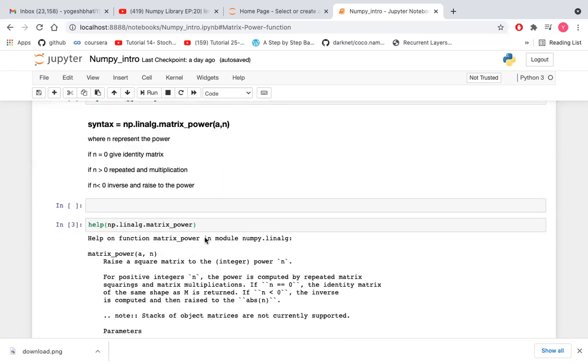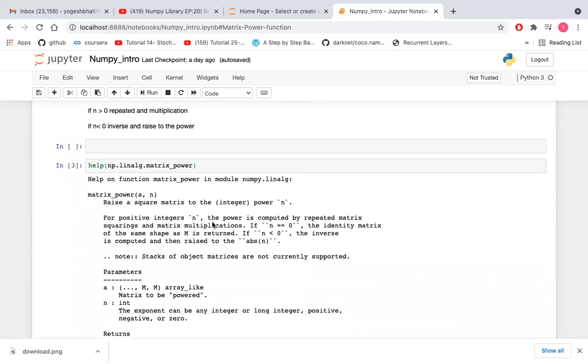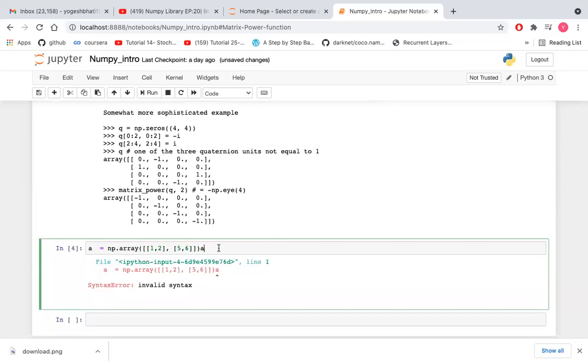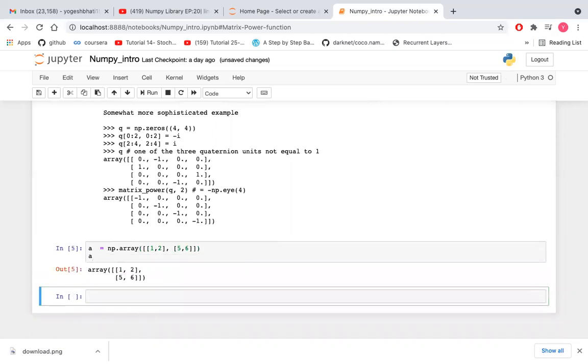So here we are taking help on np.linalg.matrix_power. I have already discussed what syntax it uses: a, n, where a is the square matrix and n is the power. So let's do one example and calculate a equals np.array. It's a 2D array, or we can say a 2D matrix. The number of rows equals 2 and the number of columns equals 2. It's a square matrix. And if you want to calculate the power on it, np.linalg.matrix_power, put a, and we want the power 2.